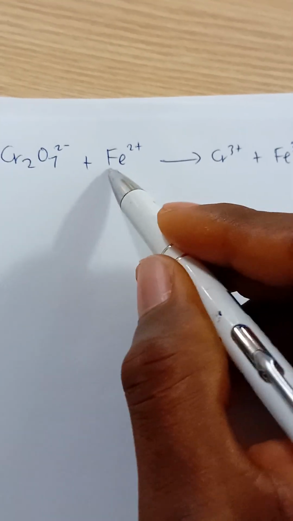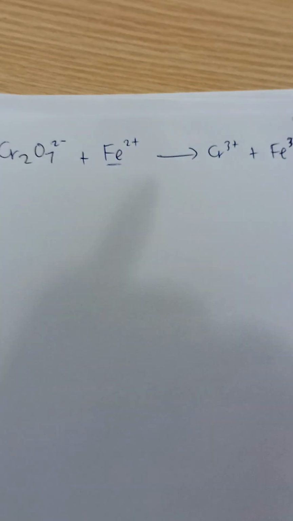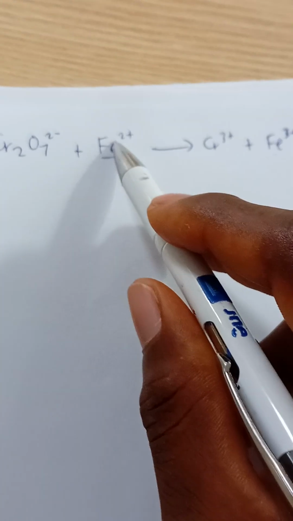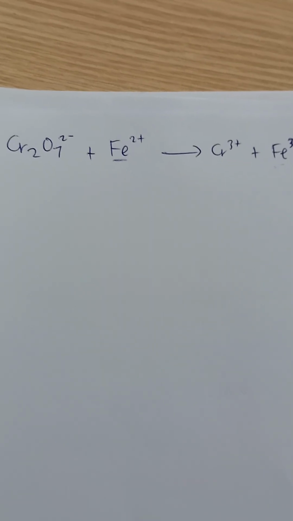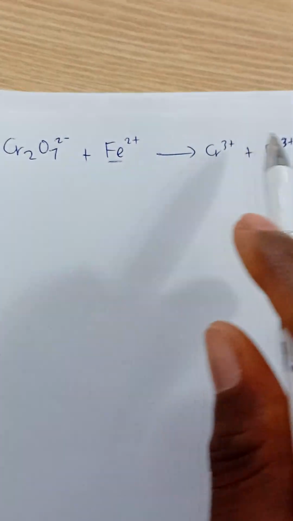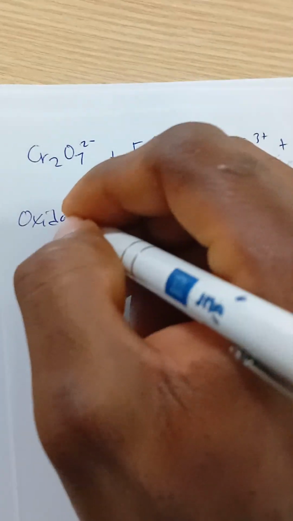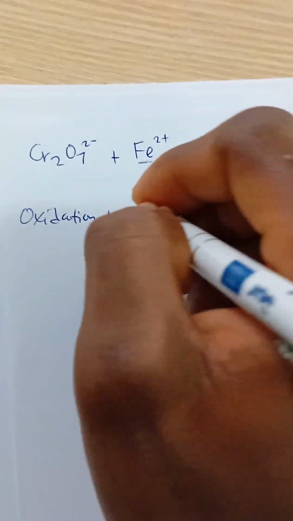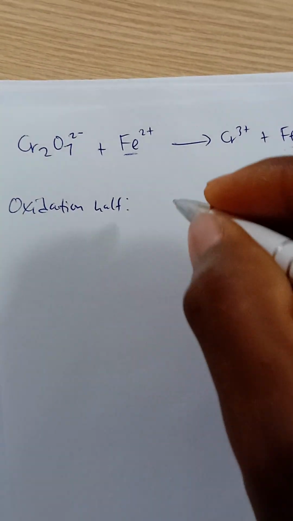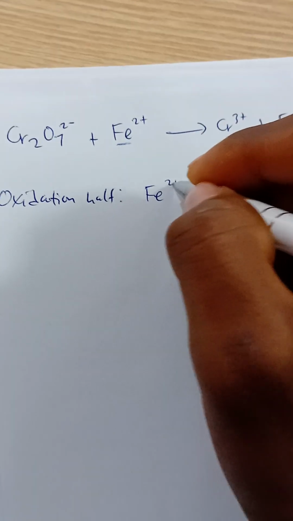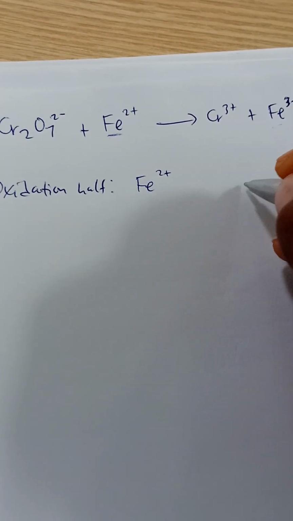So check the Fe here, oxidation state +2, here +3. So from 2 to 3 it is increasing. So we can clearly say that Fe2+ is the one undergoing oxidation. So these are our reducing agents, isn't it? So we can get our oxidation half. What's our oxidation half? We have Fe2+, you can leave some small space there, going to Fe3+. We've gotten our oxidation half.